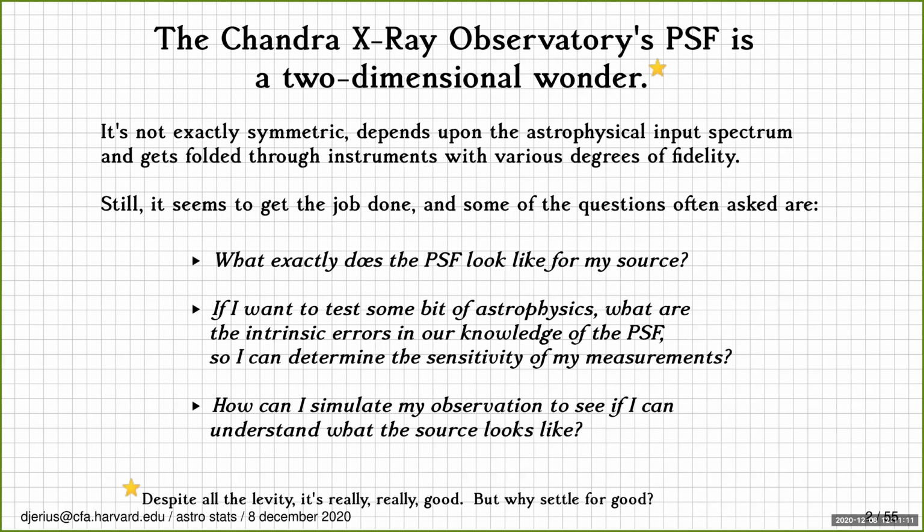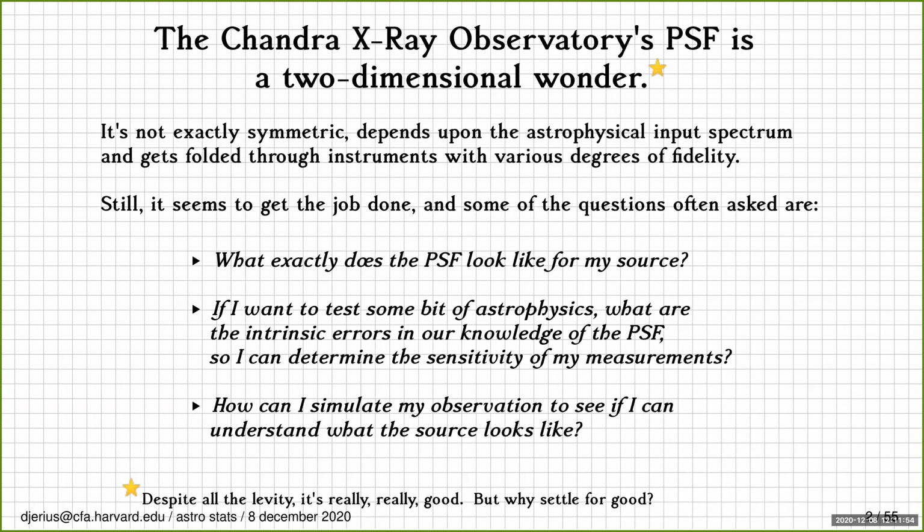When an observer looks at an object, they want to know, if I'm looking at an object, am I seeing just a point source, let's say, or is there structure around the point source? If I have some astrophysics in my object and I want to test it out, what are the uncertainties in the PSF? So that, for instance, if I want to put a cloud around my object, what are the sensitivities to the parameters that I can actually measure with the telescope? And if I want to simulate an observation to see whether it's possible, how well can I actually simulate it?